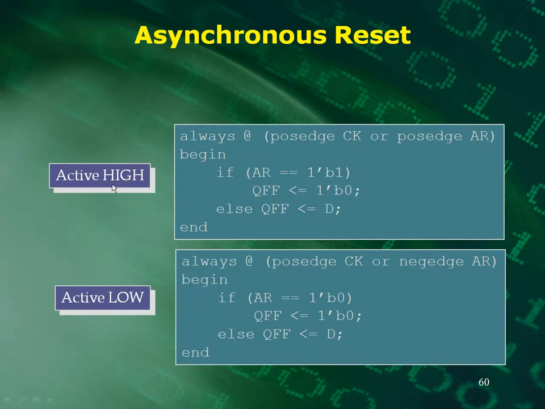Here we have an active high asynchronous reset or an active low, and the way we do that is you can use posedge AR or negedge AR with your logic here. Okay, so you can use active high or active low that way.